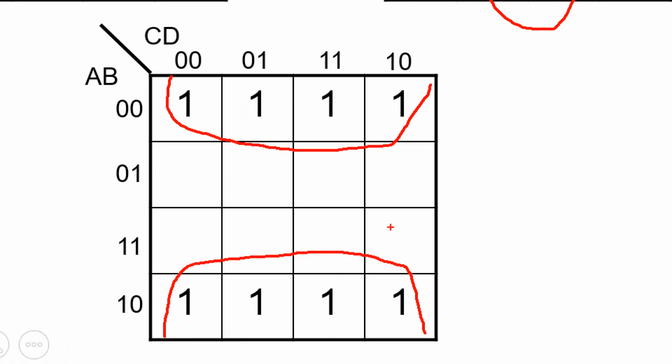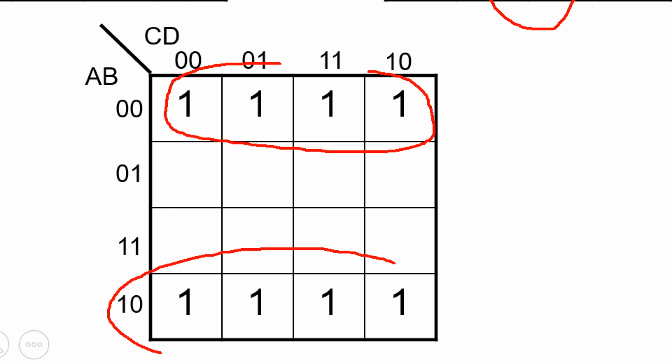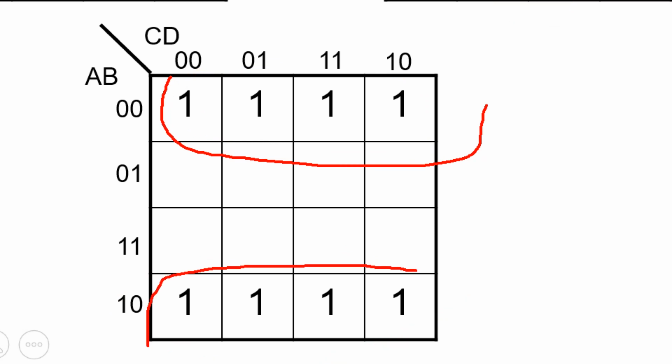How to group? 4, 4 or 8? Two groups of 4 cells or one group of 8 cells? Which one? 8. Okay. Tell me the product term of this 8. Why?